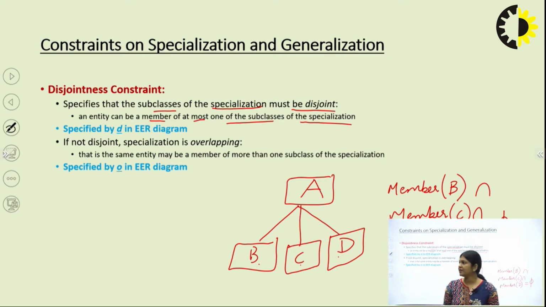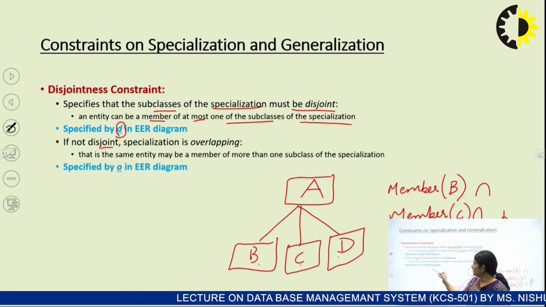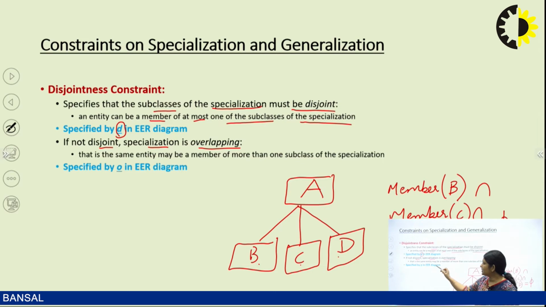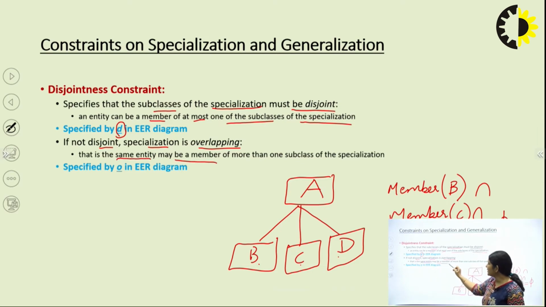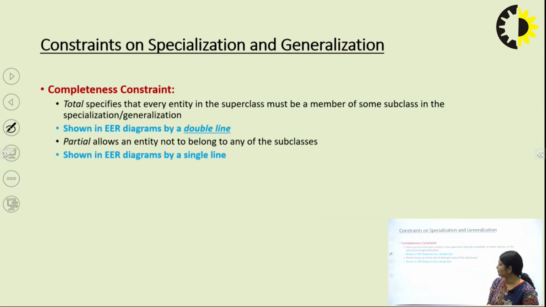So how do we represent this disjoint? We show it through the letter D in the EER diagram. If not disjoint, the reverse, the specialization is called overlapping. That is, the same entity may be a member of more than one subclass of the specialization. That is, we may have common members in the subclasses. So it is represented using the letter O in the EER diagram, showing the overlapping.